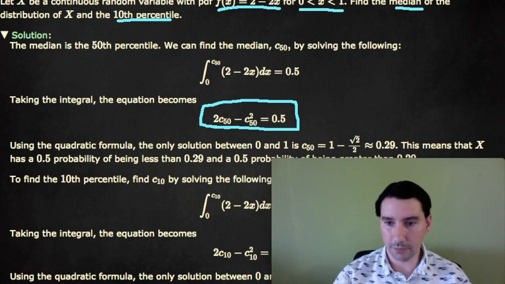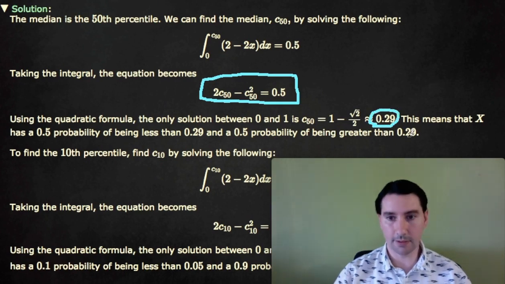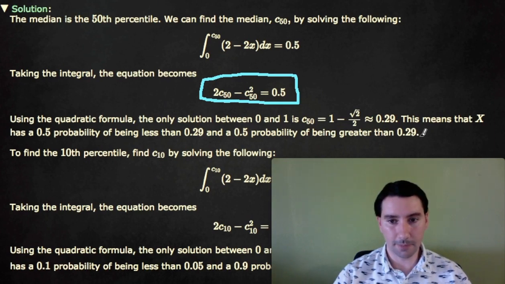So we can use the quadratic formula and find that c50 is roughly 1 minus square root 2 over 2, which is about 0.29. And since this is a continuous random variable, you don't round to that or find the ceiling of it. It's exactly 0.29. So x has a 1/2 probability of being less than what's actually 1 minus root 2 over 2, but roughly 0.29, and a 1/2 probability of being greater than 0.29.